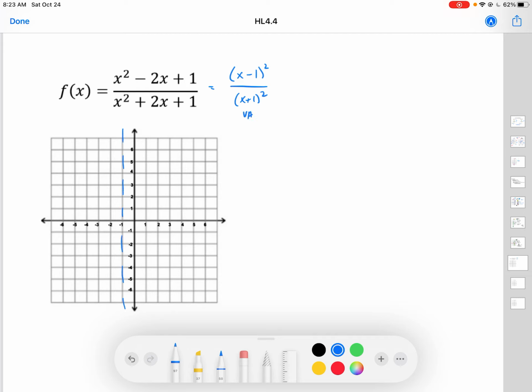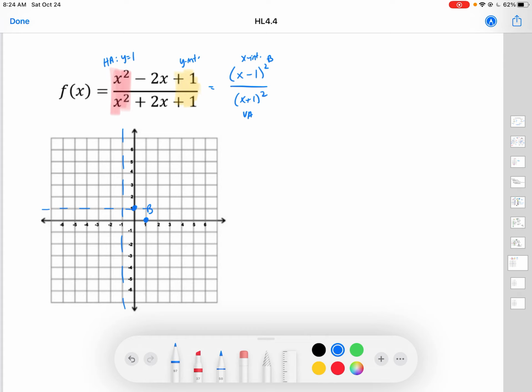So this is our vertical asymptote. We have an x-intercept at x equals 1. And notice that it's squared, so it's going to bounce on that. So that's pretty important. And then we've got a y-intercept of 1. So 1 over 1 is 1, so that's right here. And then we've got a horizontal or oblique asymptote, in this case horizontal, because x squared over x squared is just 1, so it's y equals 1.